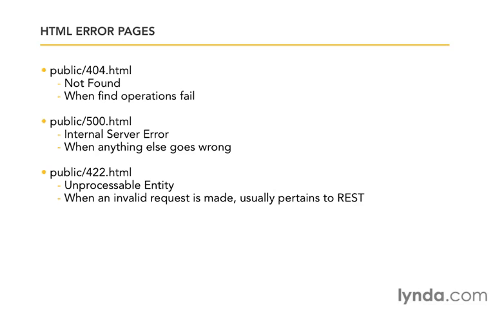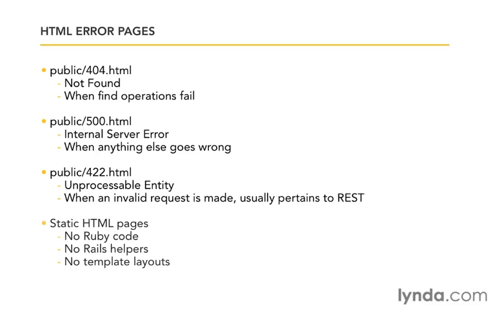And then 422 is kind of a new one in Rails. The technical meaning is unprocessable entity, and it's for when an invalid request is made, and it usually pertains to REST, which is something we haven't talked about yet, but which we'll touch on in the next chapter. Without a doubt, the top two are going to be the most important ones.